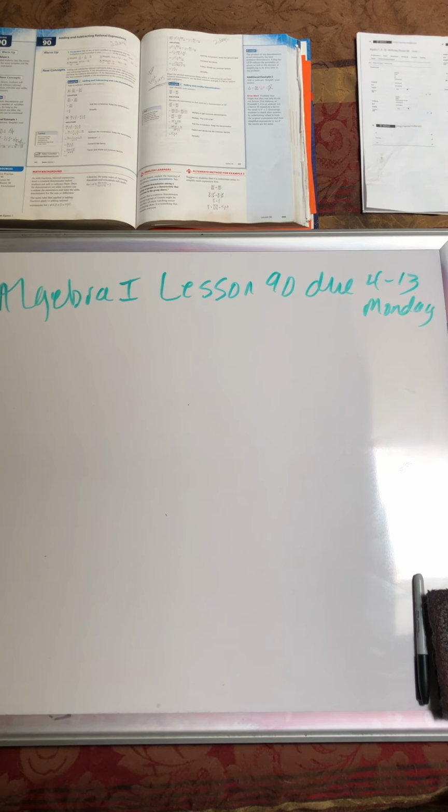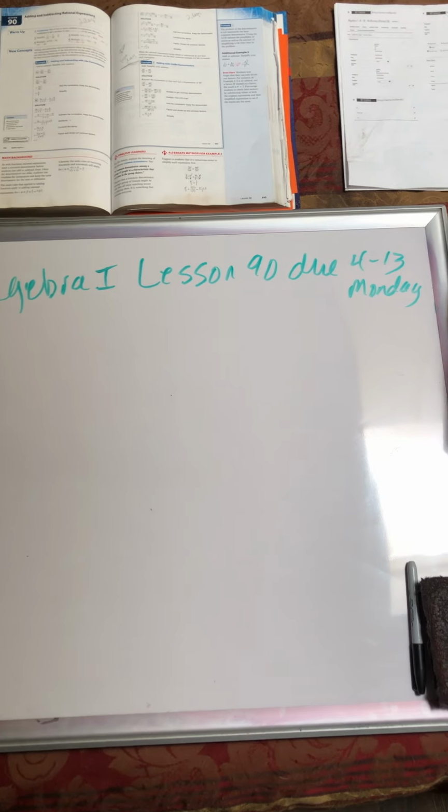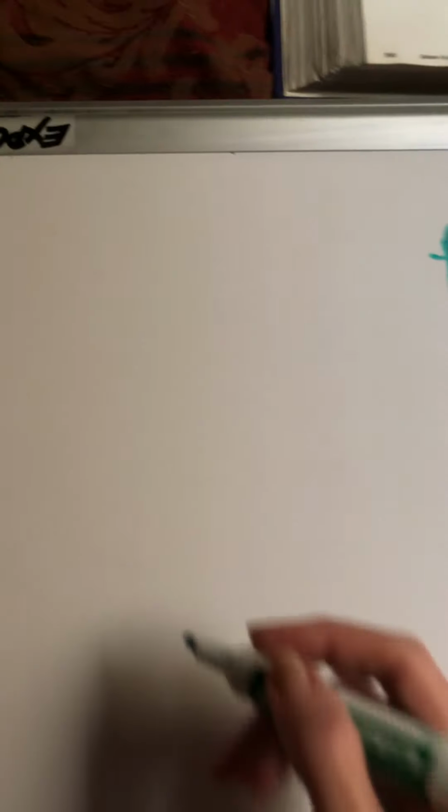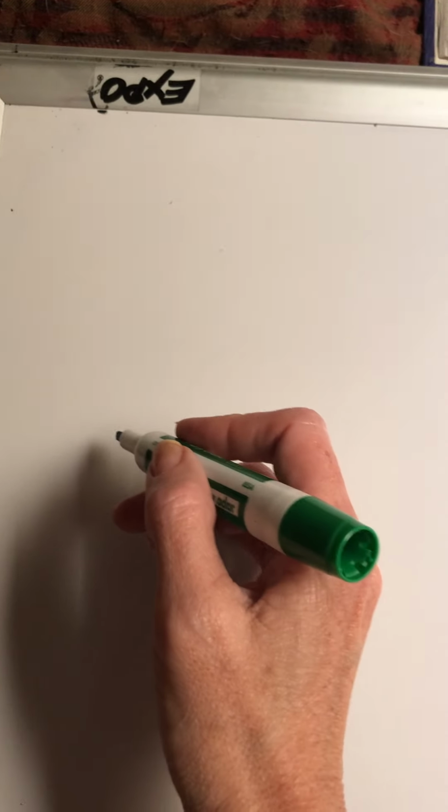So this is the video for lesson 90 for Algebra 1. It's not due until Monday the 14th. You're going to be adding and subtracting rational expressions.